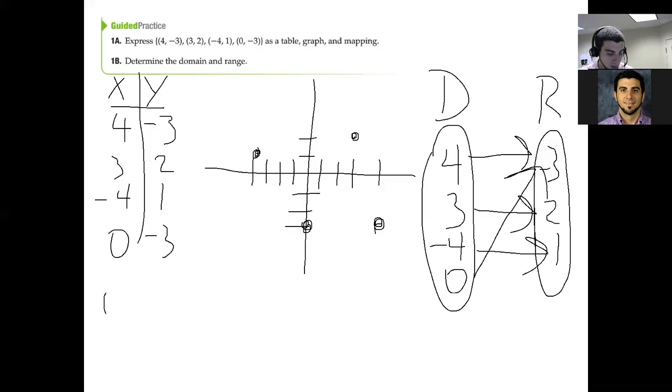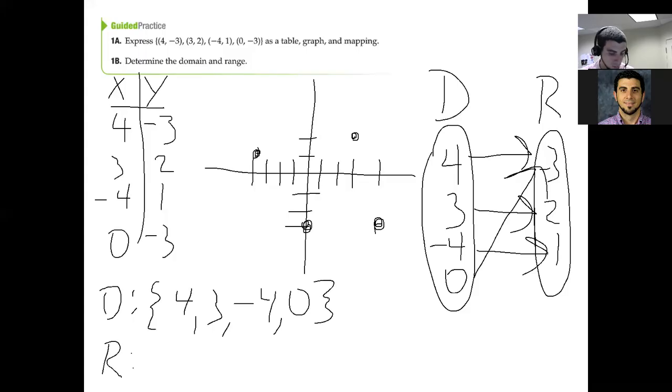So the domain would be the set 4, 3, -4, 0. And the range would be the set -3, 2, 1. So when you do the mapping, you pretty much already did the domain and range part. Now you just have to list it out. All right.